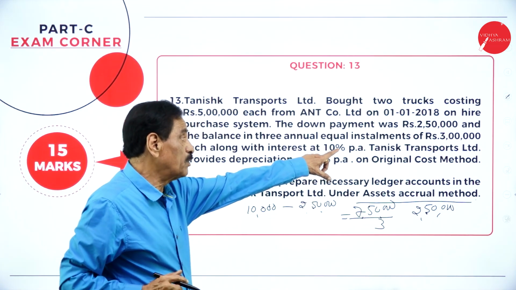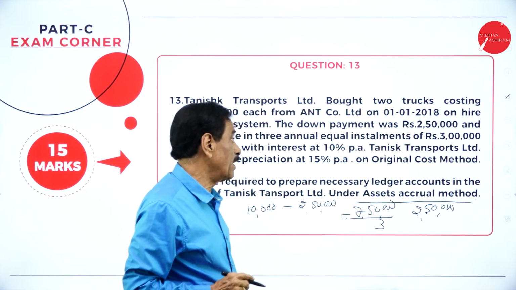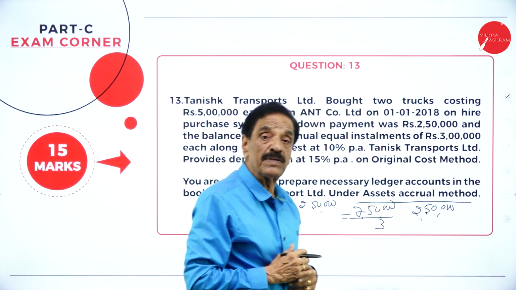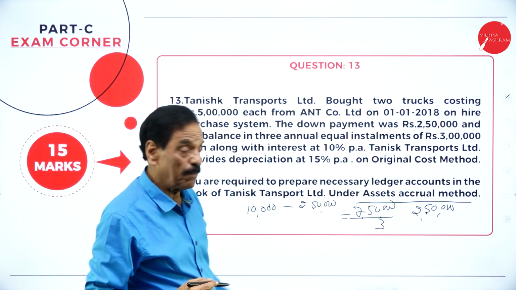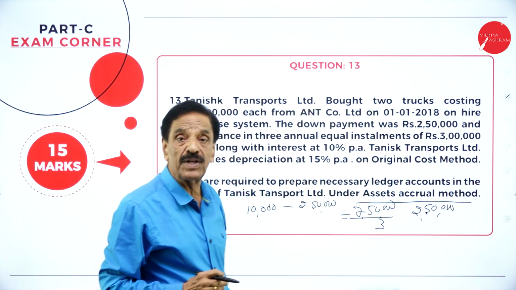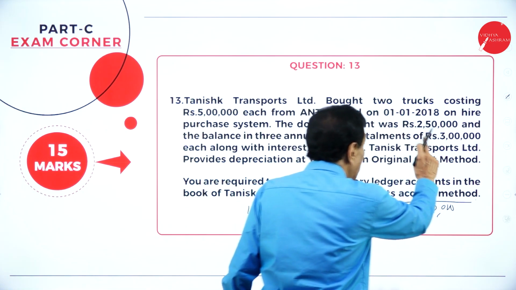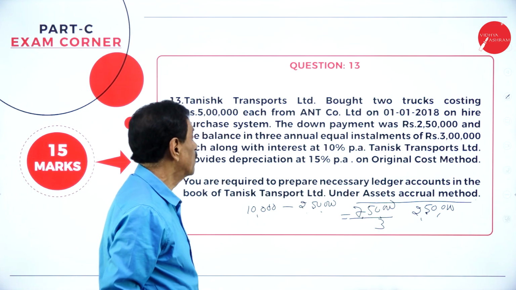Totally 10 lakh. Down payment is 2,50,000. The money to be paid is 7,50,000. How much money did you pay? 9 lakh rupees. Instead of 7,50,000, you are paying 9 lakh. The difference between these two is called your interest for 3 years. Every 3 lakh includes the interest. I will explain slowly now.